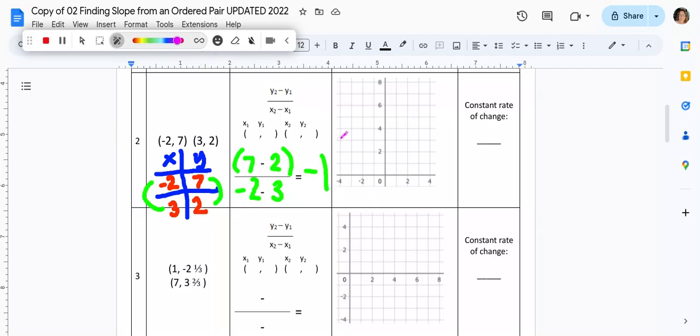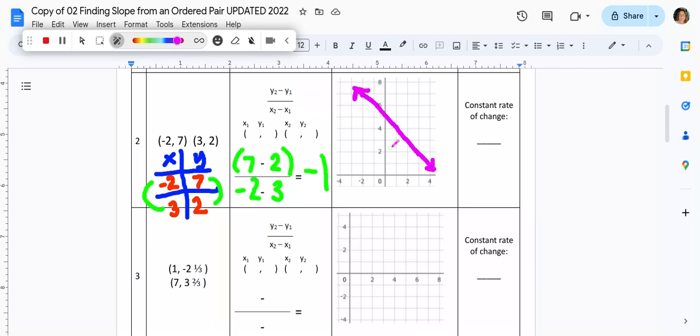Okay, let's plot the points. -2, 7, so -2, up to 7, and 3, 2. Over 3, up 2. Okay, again, I'm going to do my best to connect these dots into a straight line. That one was pretty good.